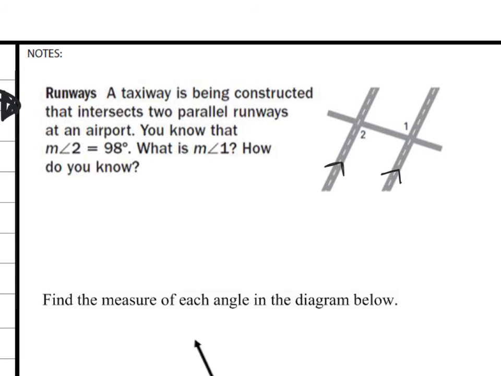We're constructing a taxiway that intersects two parallel runways at an airport. Here's the math part of it, because that was really important, clearly. You know that the measure of angle 2 is 98 degrees. What do you think I should do right now with that fact?